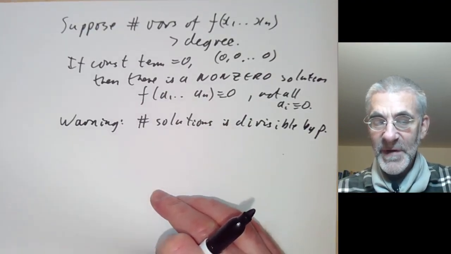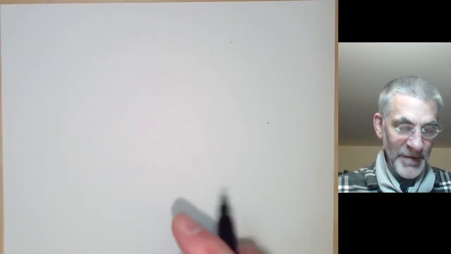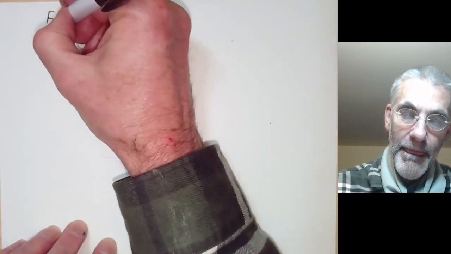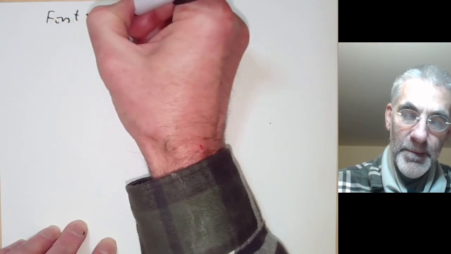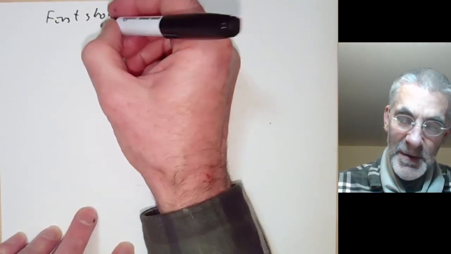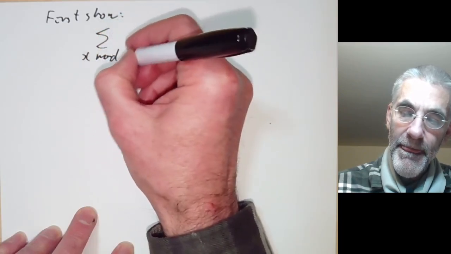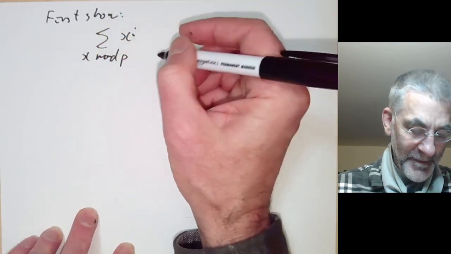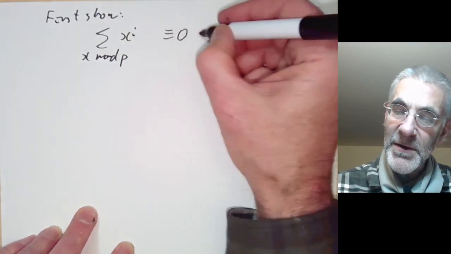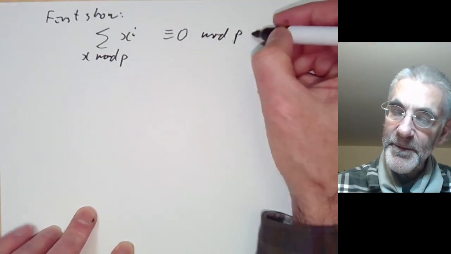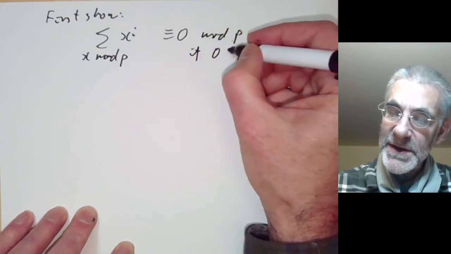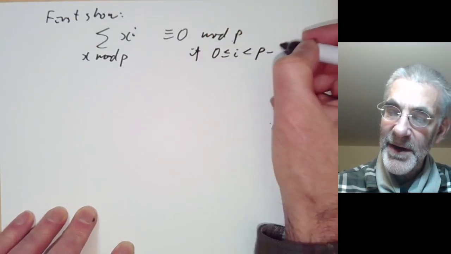So to prove this, we're first going to prove a lemma. So we first show that if we look at the sum over all integers x modulo p of x to the i, then this is congruent to 0 mod p if 0 is less than or equal to i is less than p minus 1.